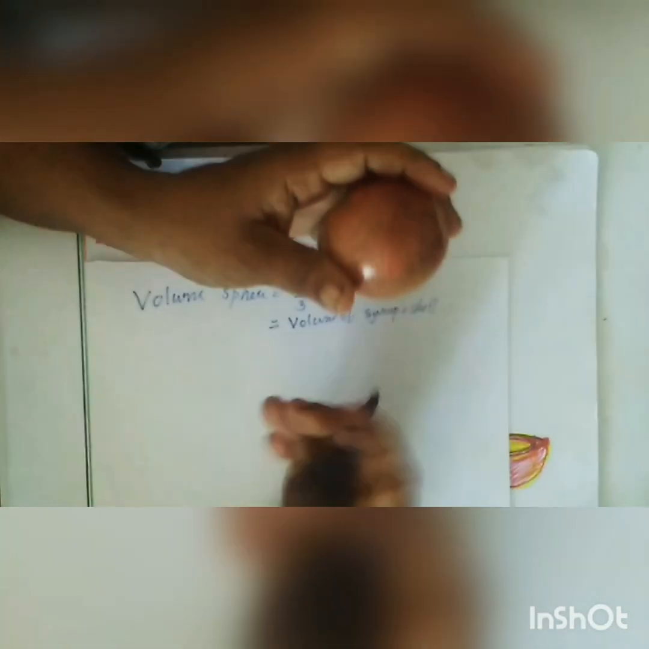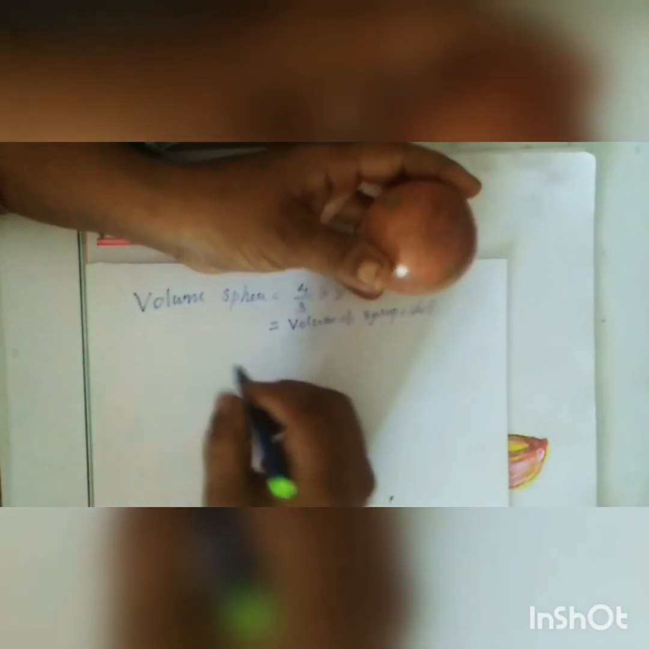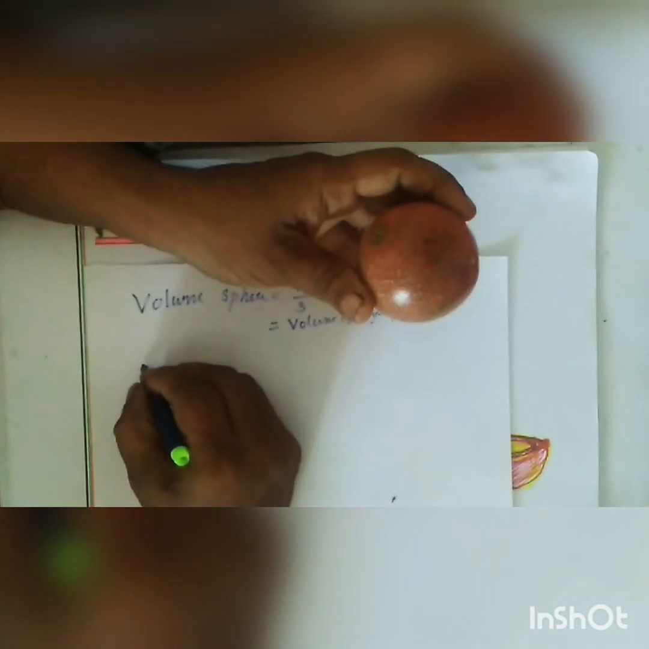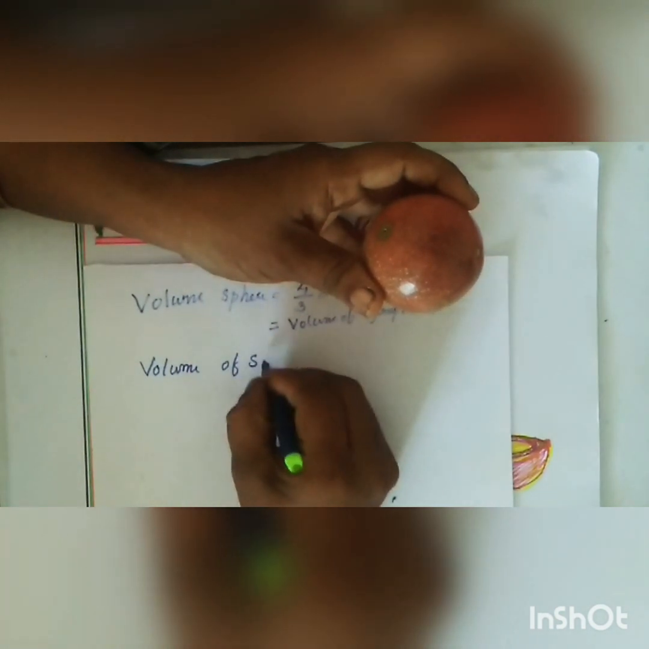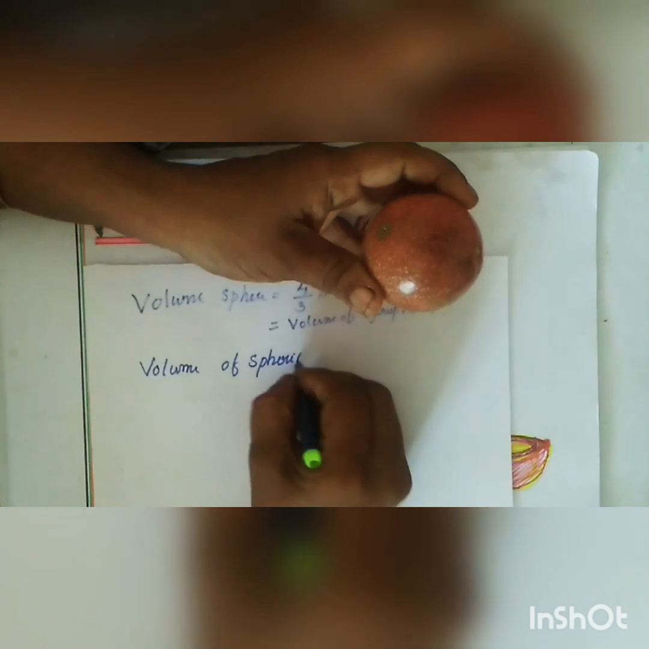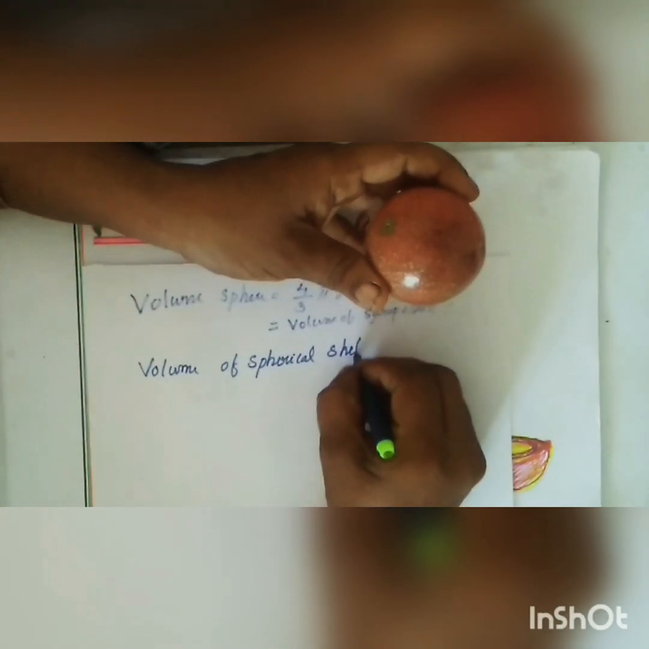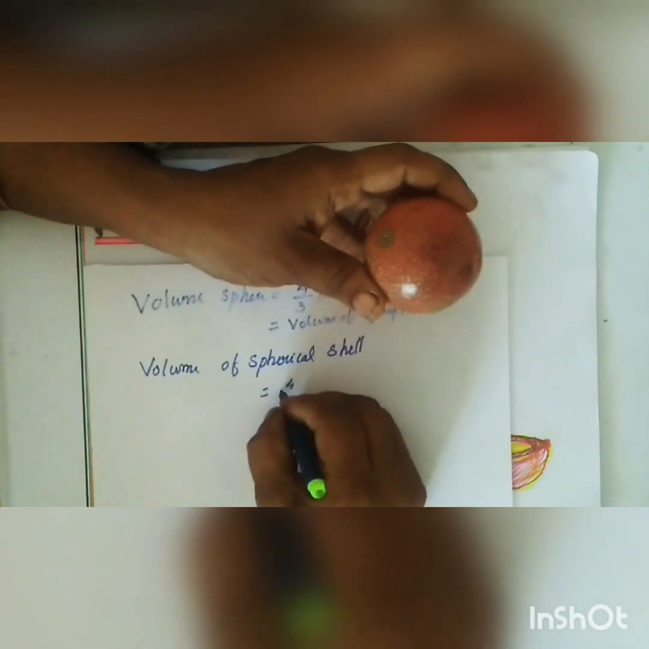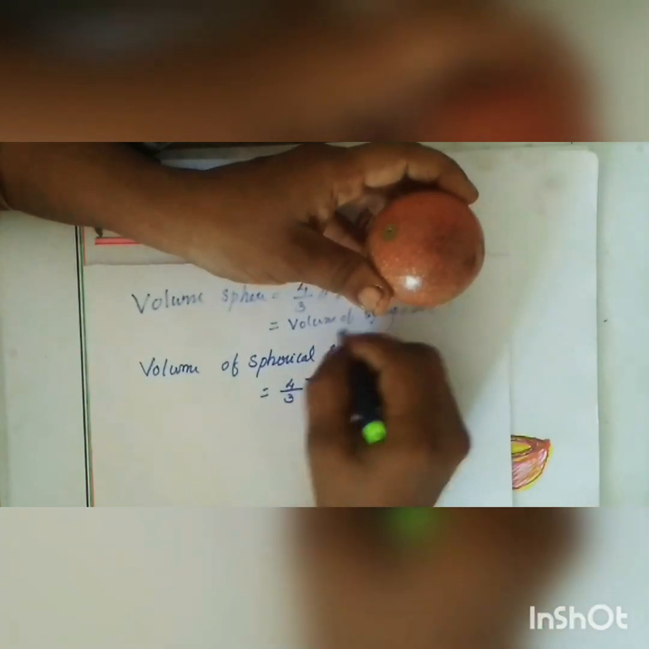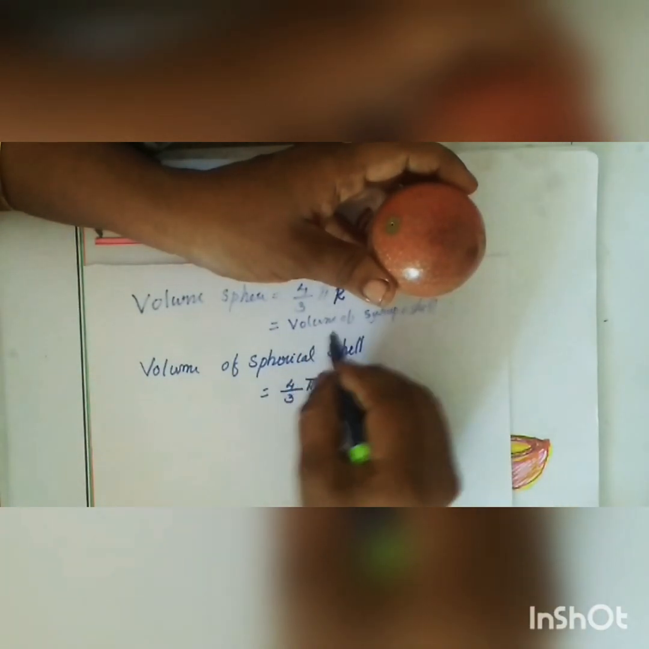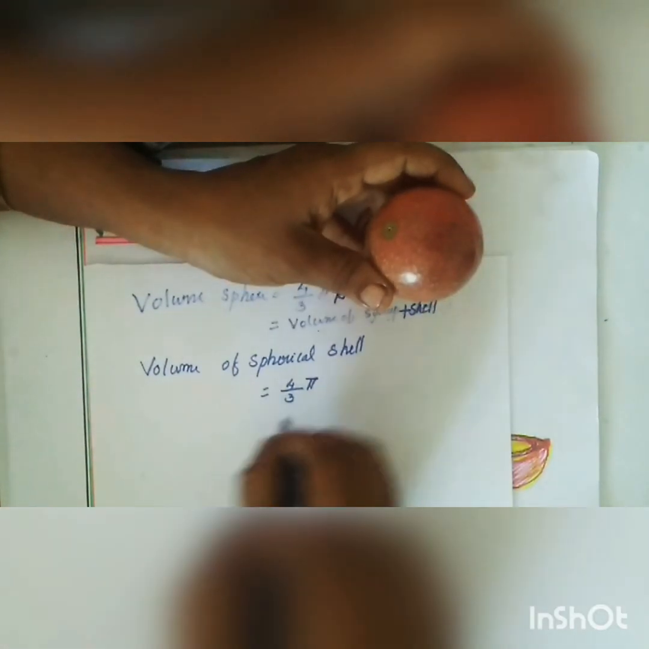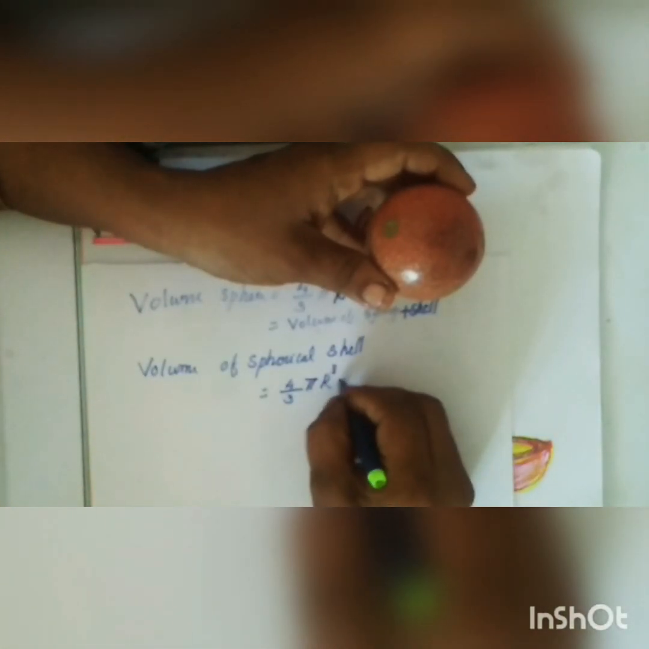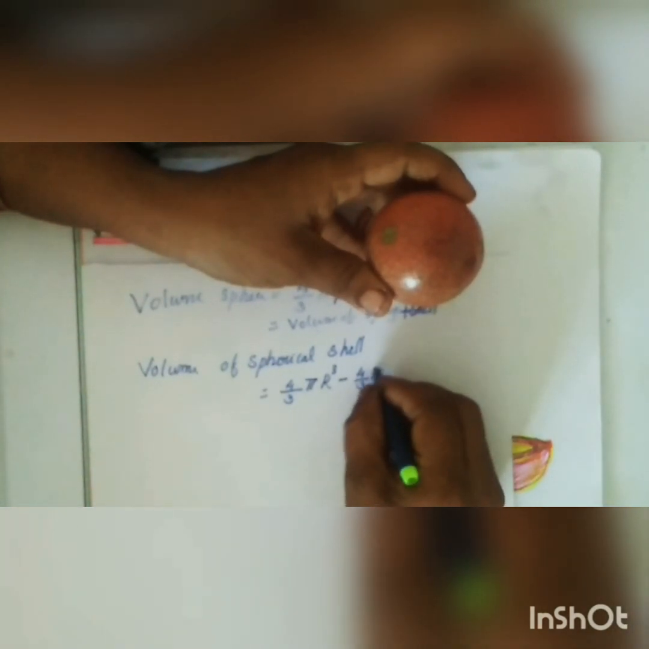When we squeeze out the syrup from this fruit, we get the shell only. Then the volume of a spherical shell is equal to 4 by 3 pi. Here it is capital R. Volume of syrup plus shell is 4 by 3 pi capital R cube minus 4 by 3 pi small r cube.